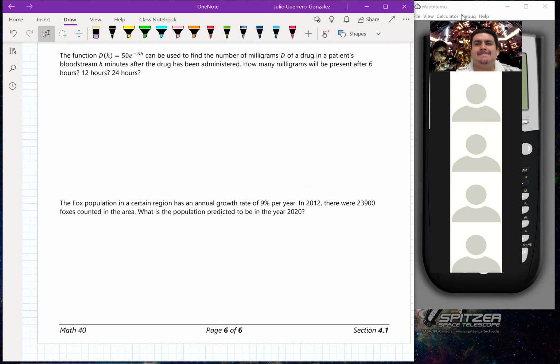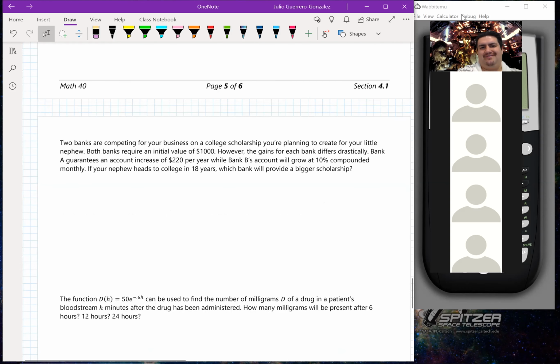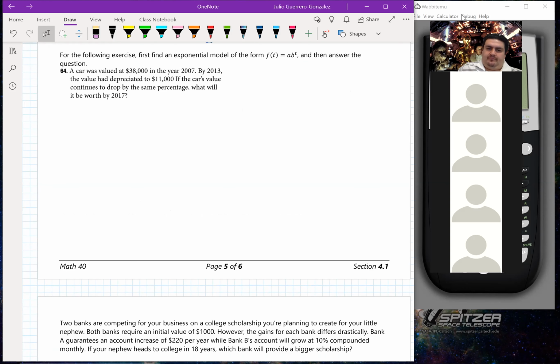Honestly, this chapter was not that bad at all. I feel like in the beginning I was a little confused, but now that we went through the examples, it's pretty straightforward, honestly.